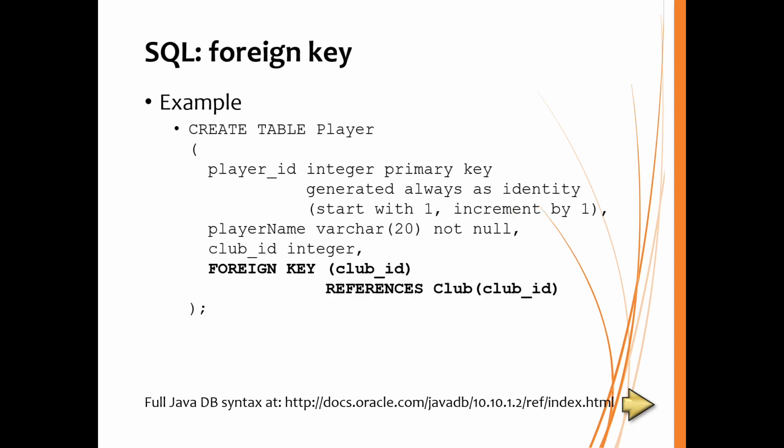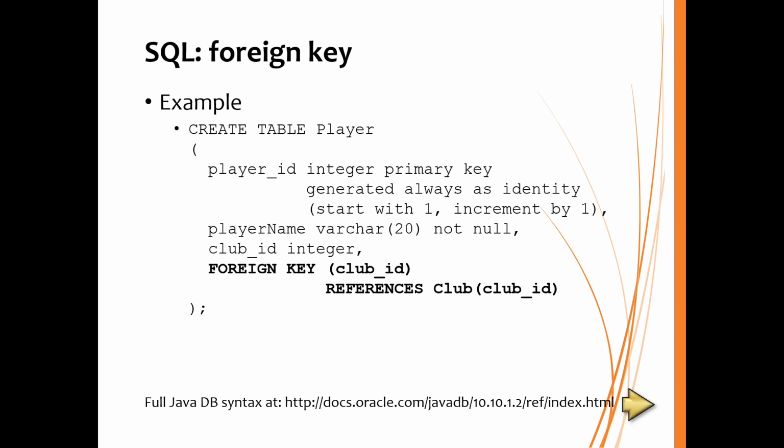Now, if we want to put in a foreign key, and we do, then we can add these constraints in this way. So we've got the player table. You can see now that the player ID is going to be automatically incremented, starting at 1, incrementing by 1. Player name set up as before, club ID set up as before. It's an integer because we know that in the club table that was set up as an integer, which is auto incremented. So now we want to make the club ID in the player table a foreign key that links to the club ID in the club table.